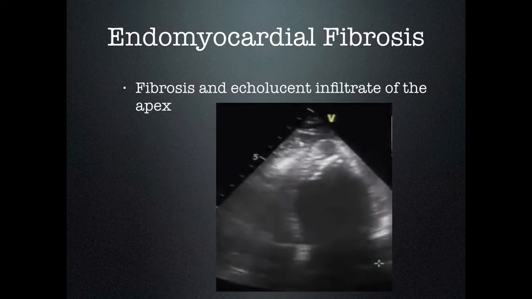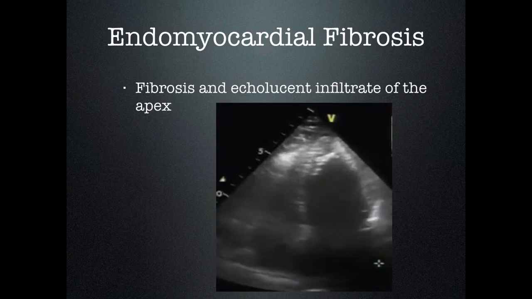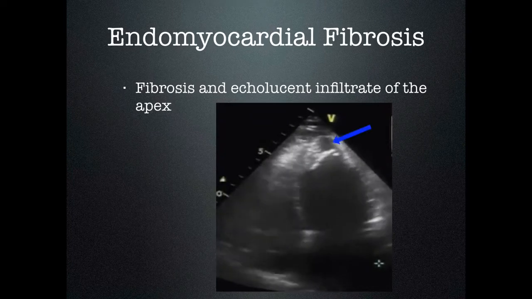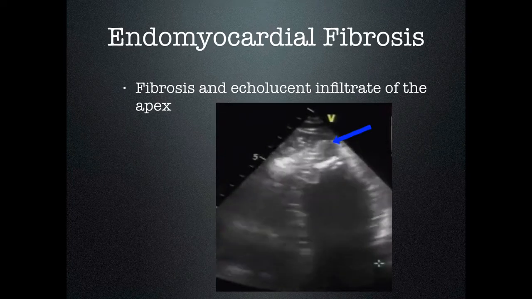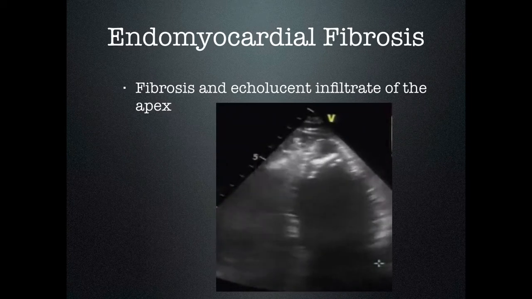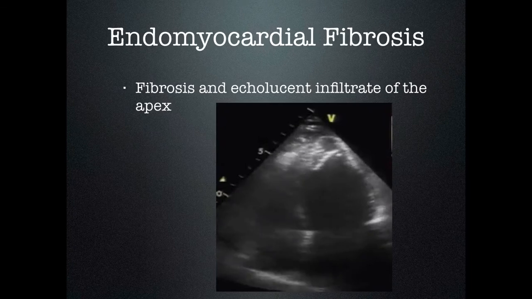Here we see infiltrate of the LV apex. This infiltrate is echolucent, so it looks hypoechoic, but this is an infiltrated apex, and the apex has become thick. This is characteristic of EMF.